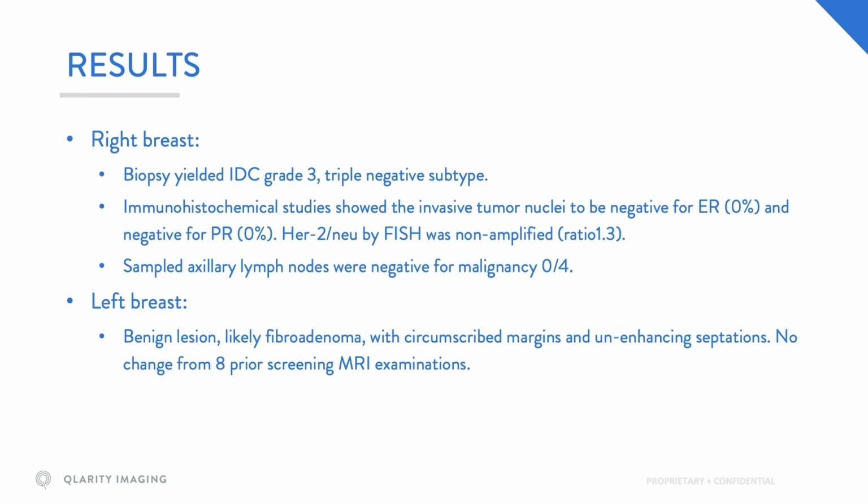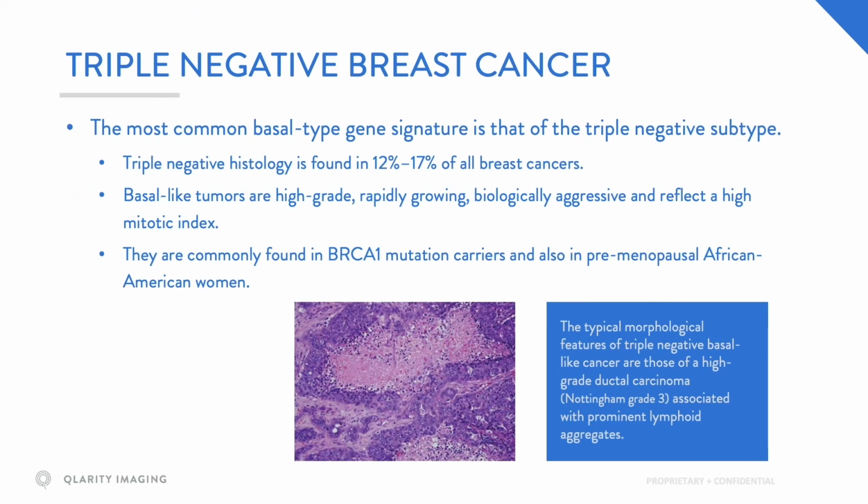And we also noted, of course, a benign lesion, probable fibroadenoma with circumscribed margins and non-enhancing septations that we saw on the MRI. There was no change in this lesion from 8 prior screening MRI examinations, so that was a benign fibroadenoma. Let's talk a little bit just about the pathology of triple negative breast cancer.